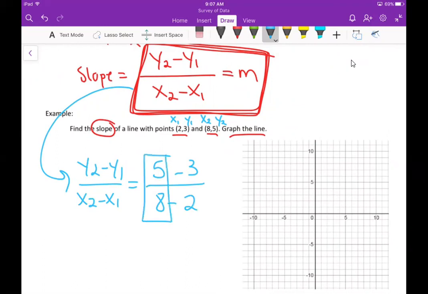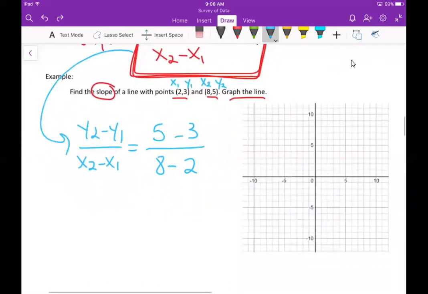Notice 5 and 8 will always come from the same point, and 3 and 2 will always come from the same point. So that's why it's important to label those points and keep track of those numbers, and label your points from the beginning to make sure you get that order correct.